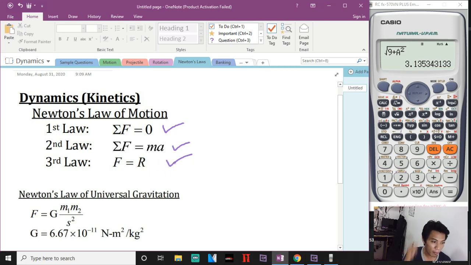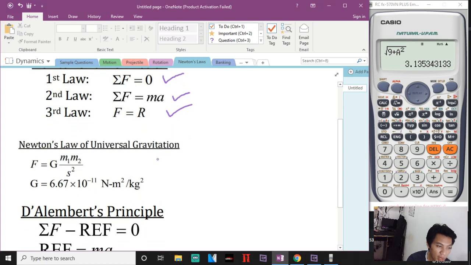Now, for the iba naman dyan, meron naman Newton's law of gravitation. Every two masses, meron silang gravitational attraction between each other. And then, magkakaroon yan ng in every distance. Okay? The greater the distance, yung gravitational force decreases. It is the constant, okay? For celestial bodies. That is G. Malaking G, hindi maliit na g.